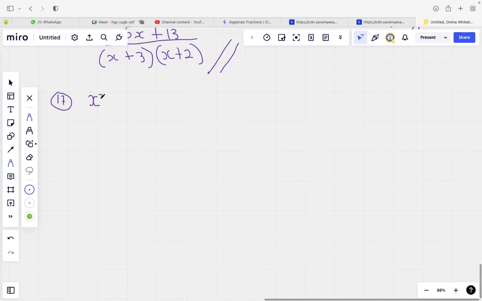So this question is x squared minus 3x all over x squared plus 2x minus 15. Can you try this?